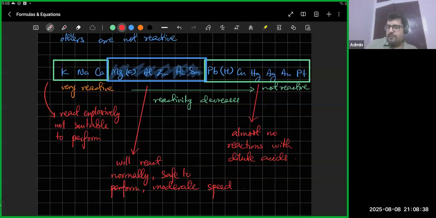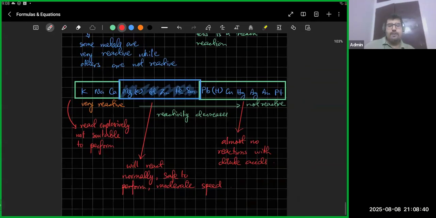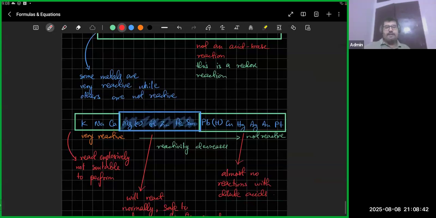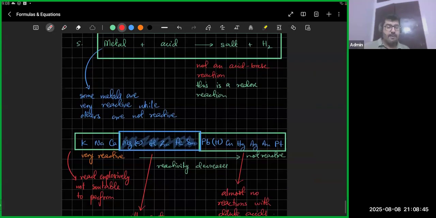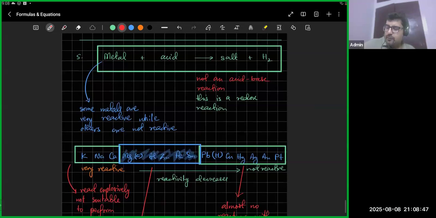The whole point of doing all of this is that when you have this metal plus acid reaction, the one that's written above, you need to know which metals are suitable for this reaction. These are not suitable. Their reactions are too slow or they're not going to happen. These are not suitable because their reactions are going to be explosive, violent explosions. The middle ones are the ones that are going to react normally.